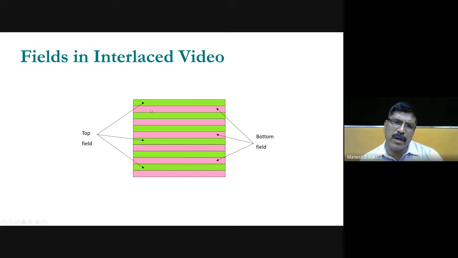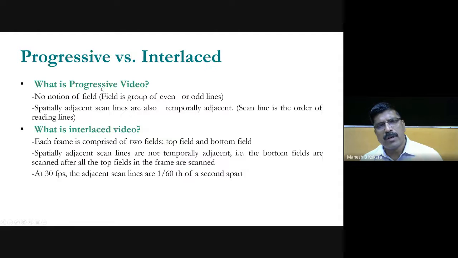The remaining even lines will be scanned in the second field: the second line, fourth line, sixth line, and so on up to the remaining half line. So in interlaced scanning, we scan in fields, as a top field and a bottom field.